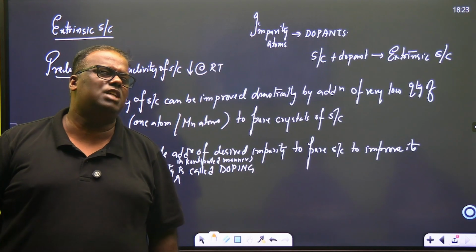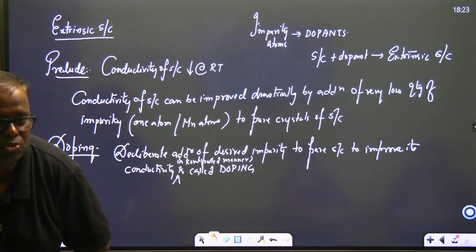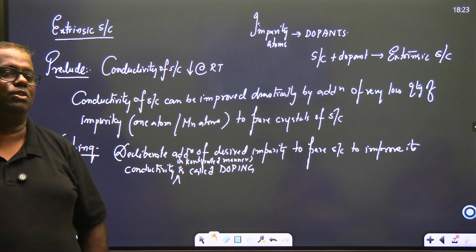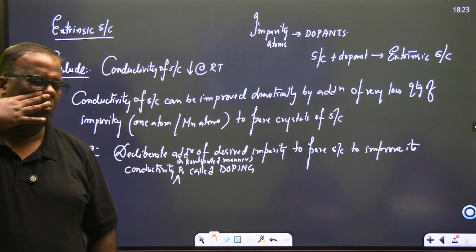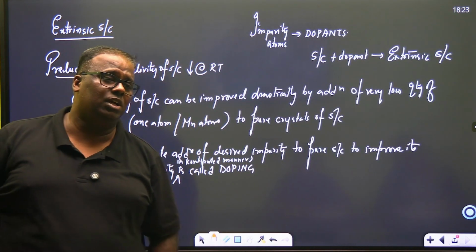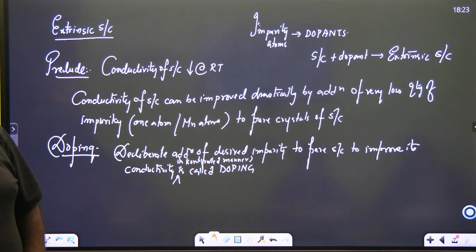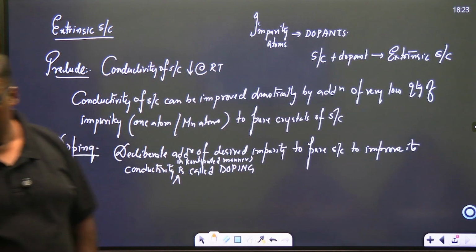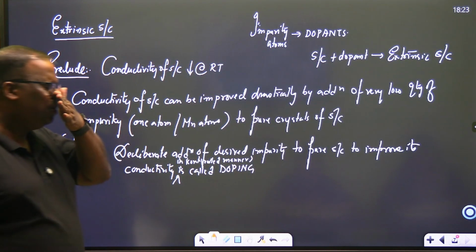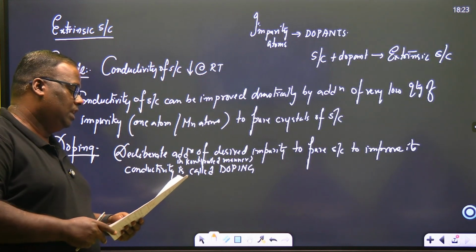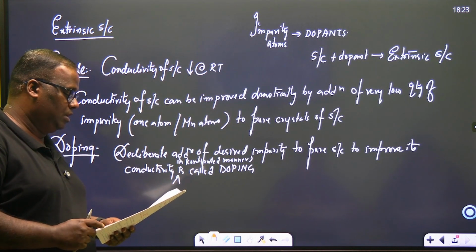And what is the problem with intrinsic? Intrinsics do not conduct at room temperature properly, whereas extrinsics will conduct. So how they will conduct, that also we will see. We will add impurity in a very controlled manner, and that impurity is known as dopant.